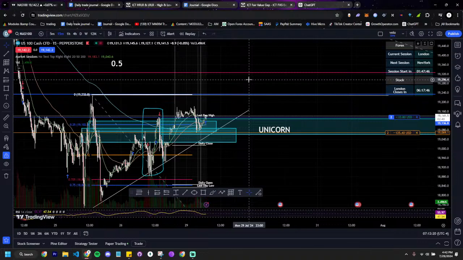I'm trying to get good at spotting the inducement zones and what was the other one? I forgot the name of the other one. But yeah, let's see how that goes.